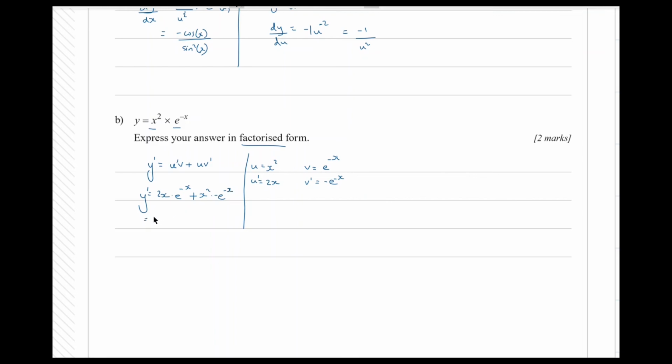That is 2x e to the negative x plus minus is minus x squared e to the negative x. And we want to put it in factorized form. So the common terms between this and this are x and e to the negative x. So we can bring that to the front. And we have 2 left over here. And we have x left over here.